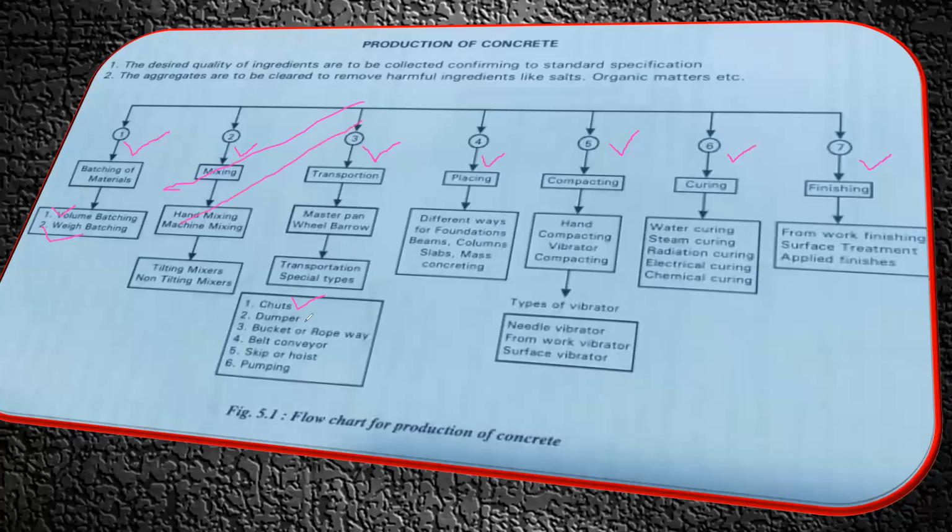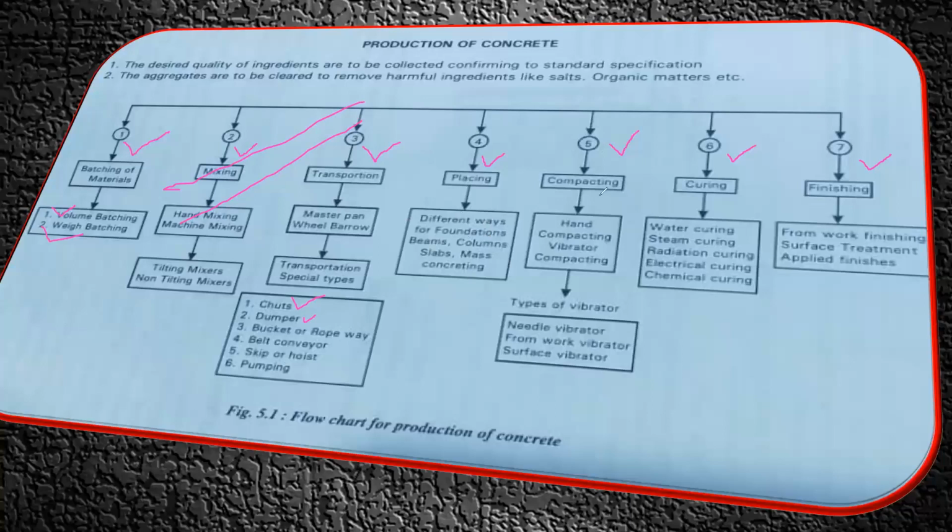Then you can make use of the dumper, but if you bring a dumper, there is a chance of segregation and all. If it is for a very short distance, then a dumper is okay. For a long distance, we have to make use of a transit mixer. You can make use of a bucket or ropeway, a belt conveyor, and even pumping. Usually pumping is the system we adopt for high-rise buildings. Then coming to the placing, it is done in different ways for the foundation, beams, columns, slabs and mass concreting.